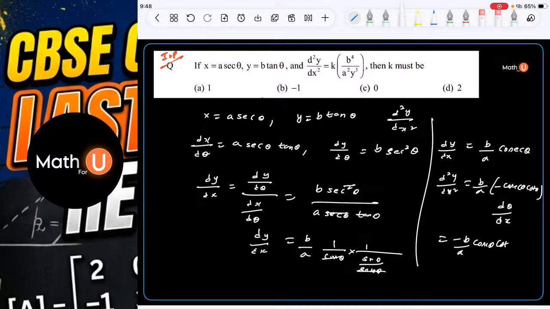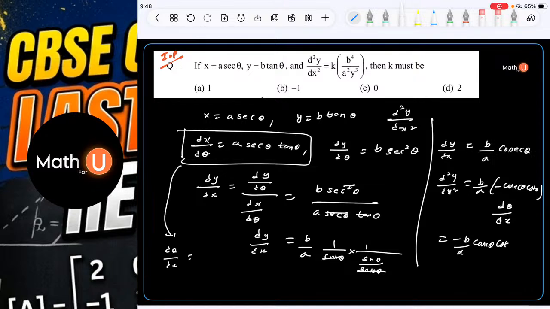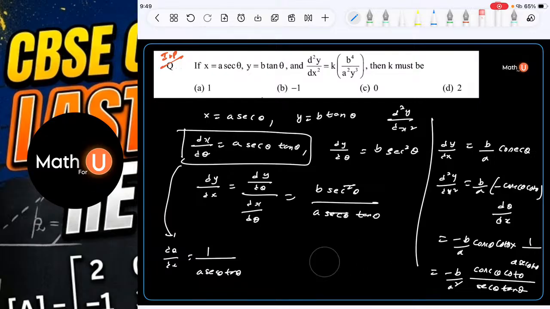What is d theta by dx? See, from here dx by d theta is a secant theta tan theta. D theta by dx is nothing but the reciprocal, that is 1 by a secant theta tan theta. So we get minus b by a square, cosecant theta cot theta by secant theta tan theta. See, we have it like this. I will erase this part.